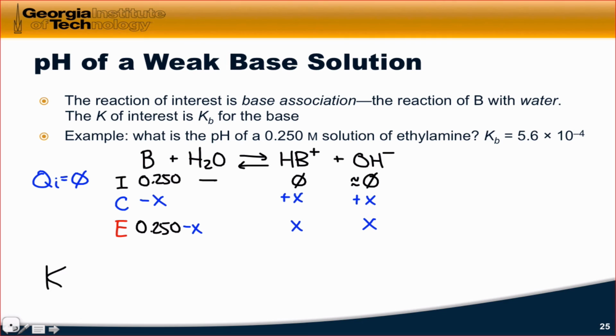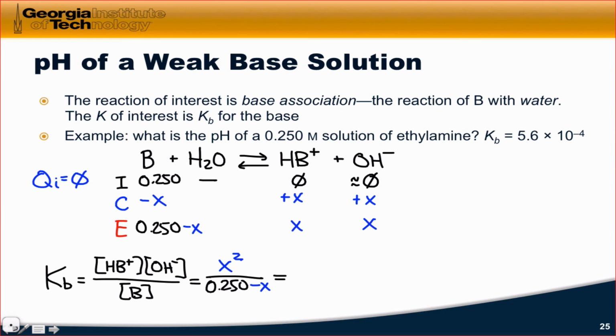We then set the equilibrium expression equal to Kb and write it out explicitly. Here it's the conjugate acid concentration times the hydroxide concentration divided by the concentration of the original base. And we can plug in the values that we got from the equilibrium line, and that is collectively equal to 5.6 times 10 to the negative 4. This is the given Kb value.